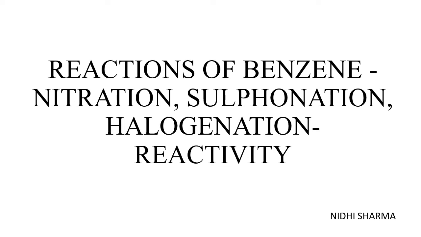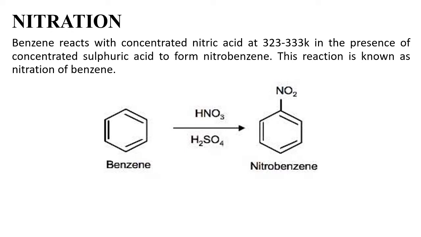Benzenes: nitration, sulfonation, halogenation, etc. In the nitration process, benzene reacts with concentrated nitric acid at 323 to 333 Kelvin in the presence of concentrated sulfuric acid to produce nitrobenzene.